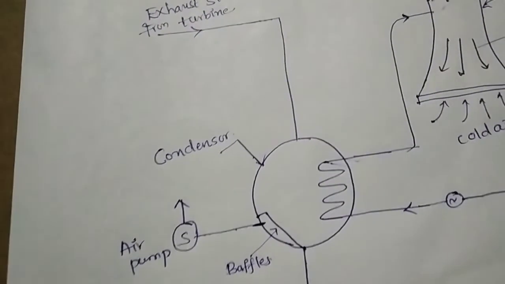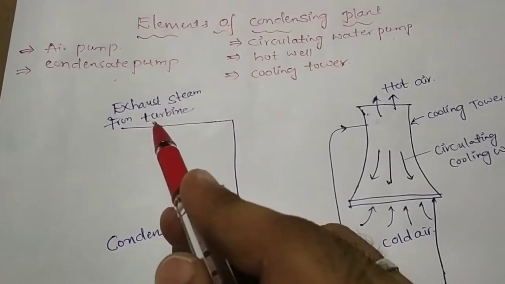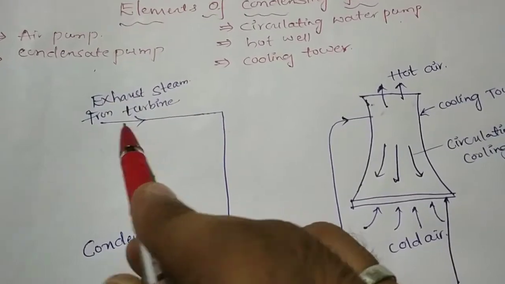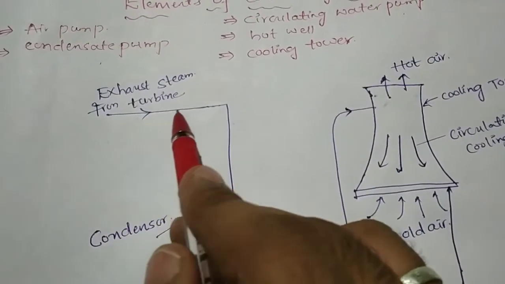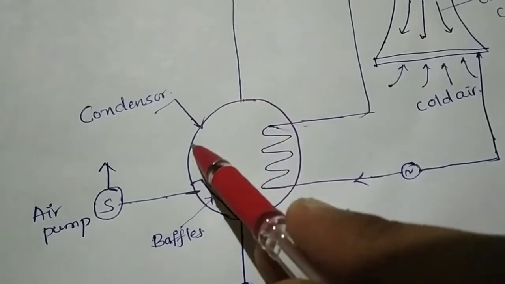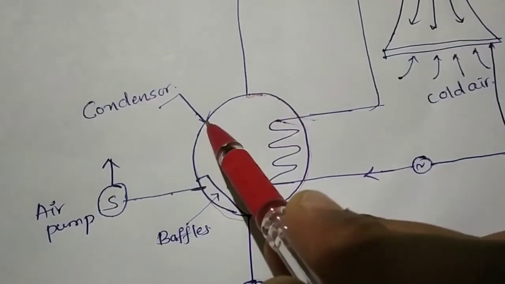What will happen here? See here, first the exhaust steam will come from the turbine. Okay, in the turbine expansion will take place. After the expansion, the steam will come from the turbine and it will enter into the condenser. This complete circular part is indicated as the condenser.